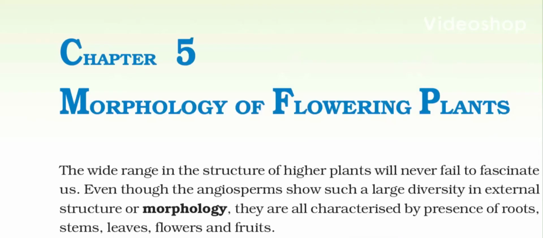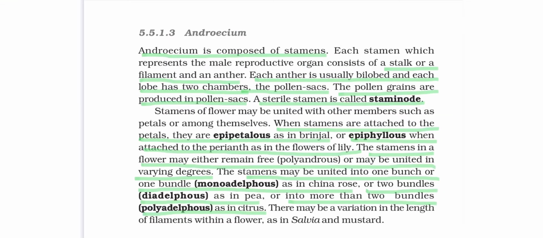Hello my dear students, we are continuing with chapter 5, Morphology of Flowering Plants, and today we are going to start with the other two main important reproductive parts of a flower, that is Androecium. Androecium is the male reproductive organ which consists of a stalk, also known as the filament, and an anther, and the two are connected by a connective.